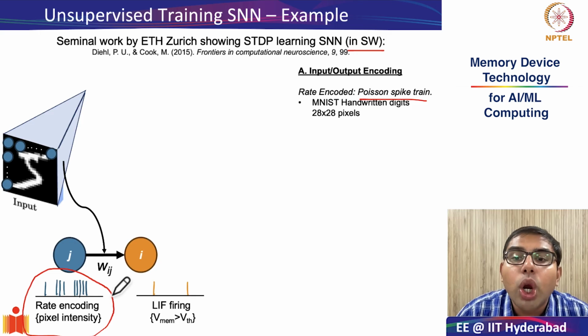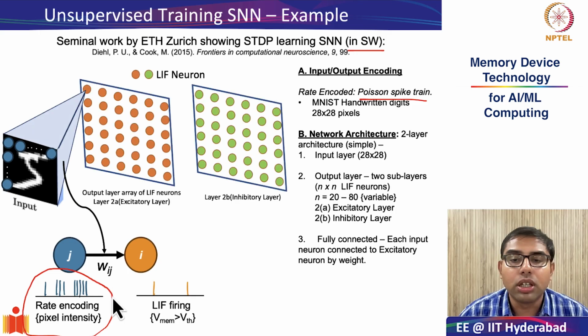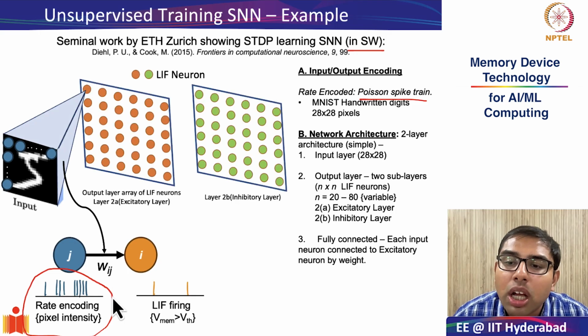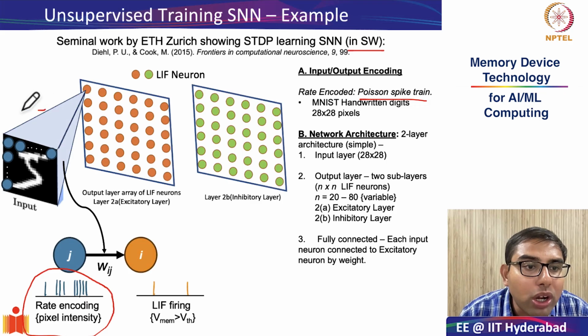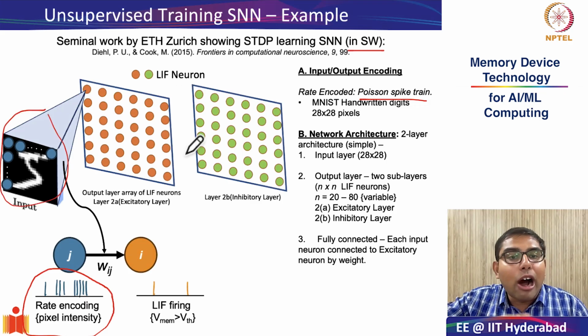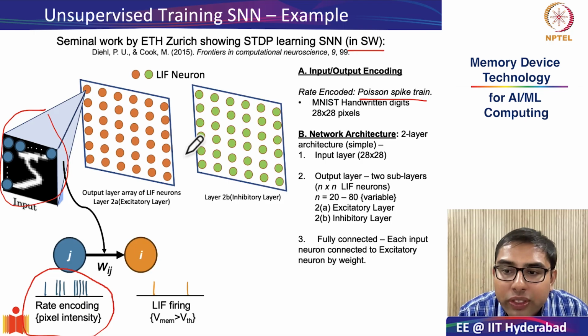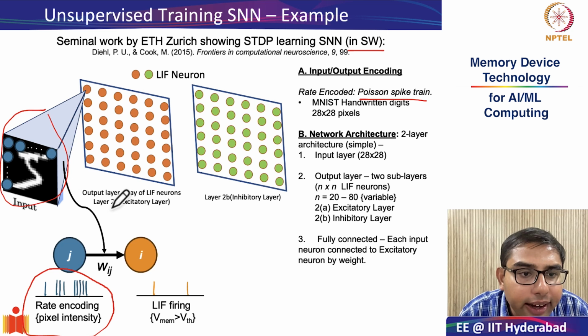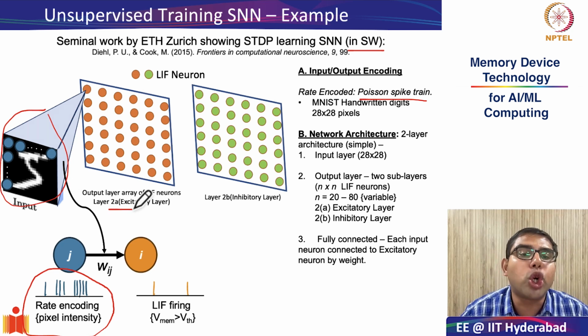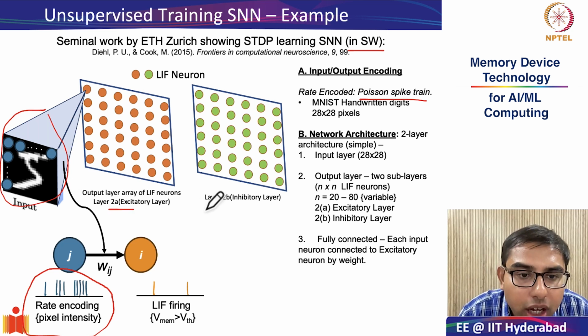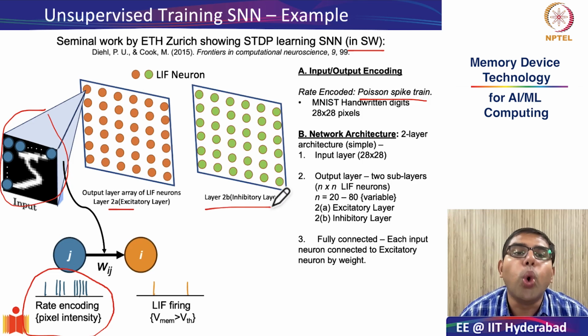Now let's look at the network architecture. The network architecture is rather simple. You have your input layer and just one output layer. Actually, the output layer consists of two mirror layers. These two sub-layers are called the excitatory layer, which we will call layer 2A, and the inhibitory layer, which we will call 2B.